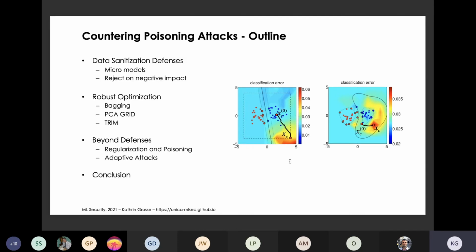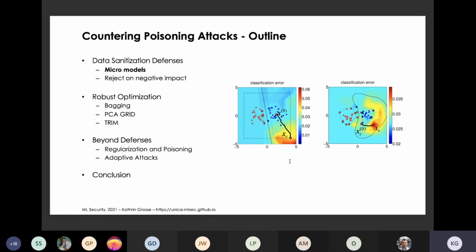To give you a slightly better understanding of what this difference might mean, we're going to see two examples of data sanitization defenses in this talk. Then we pass to robust optimization with three examples. And then we will discuss a little bit beyond defenses. Batista also earlier talked about adaptive attacks in evasion, and we will understand a bit more about some trade-offs that exist in poisoning. Which is to say, if we get to finish the lecture, I'll see how we are with the time. If not, we continue next week.